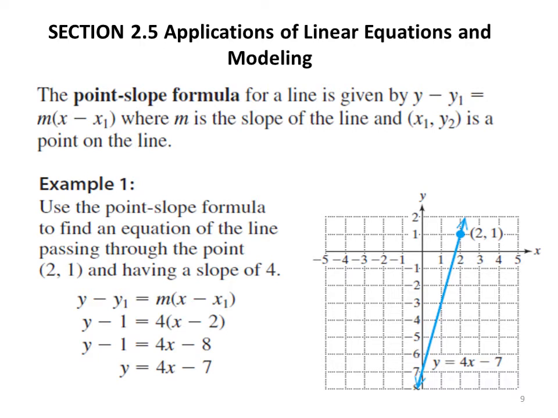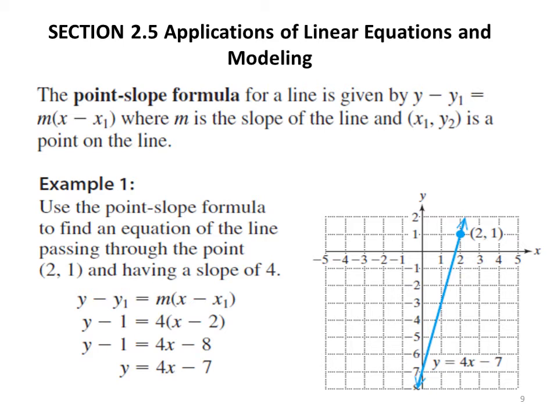You can start by multiplying 4 by the bracket, x minus 2. We get, on the left hand side, y minus 1 equal 4x minus 8, 4 times 2. Next, add 1 to both sides. You have y equal 4x minus 7. This is the equation of the line that satisfies these two conditions. It passes through the point 2, 1, and it has a slope equal to 4.